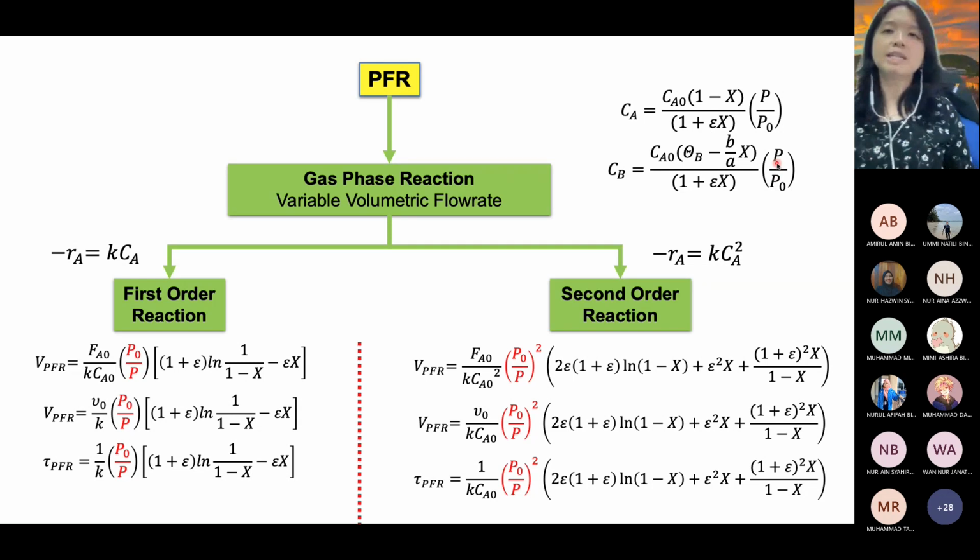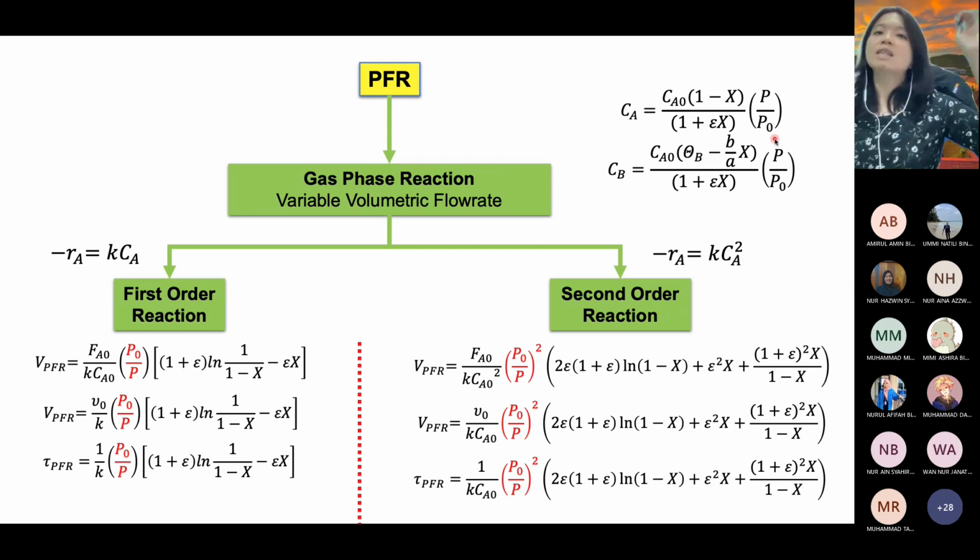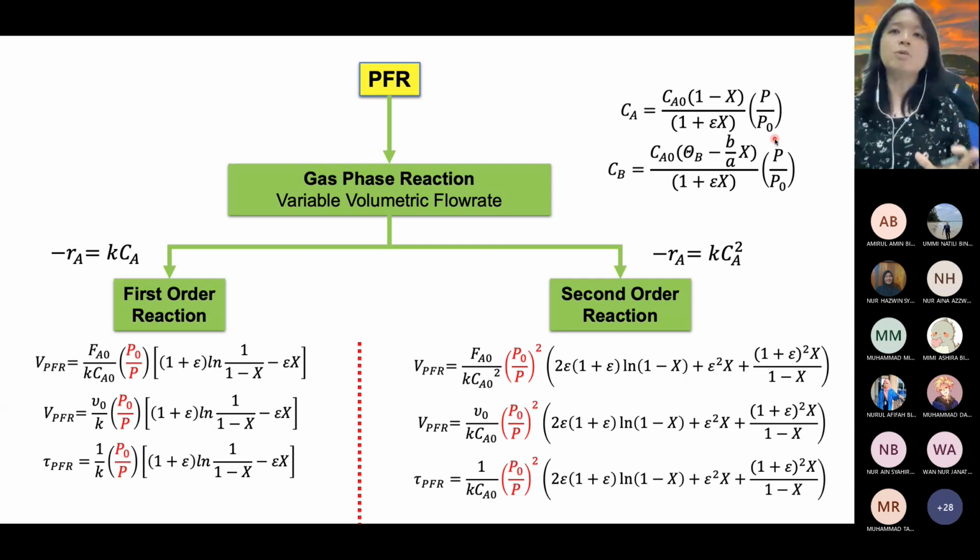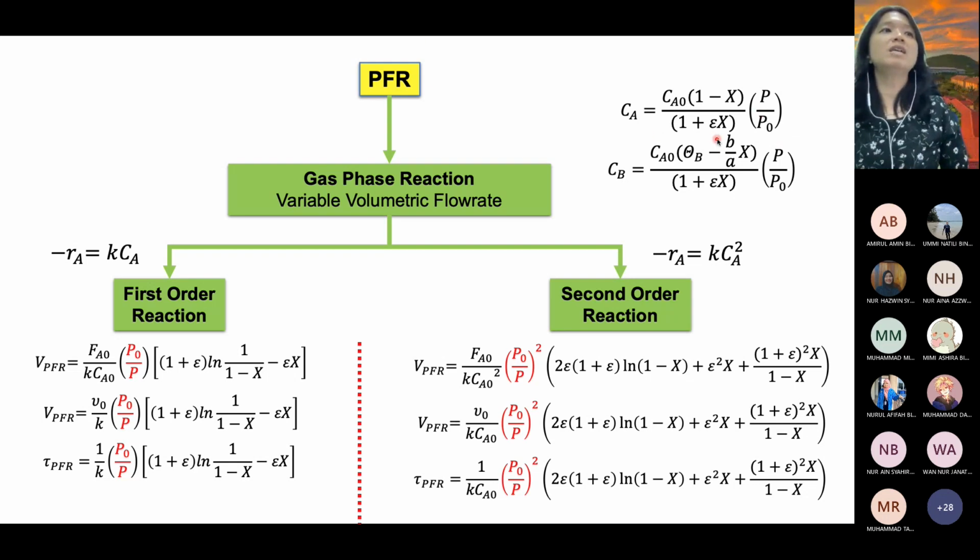So, apa implikasi dia? Bila concentration ni dah kena tambah P per P0, design equation saya pun dah kena tambahkan P per P0. Sebab ingat, design equation kita kan ada concentration. Tadi kita tak ambil kisah, tak ambil kira perubahan tekanan. Tetapi sekarang untuk part ni, bila kita dah ambil kira perubahan tekanan, the P and P0 is already in the concentration equation, maka dia juga akan ada dalam design equation kamu.